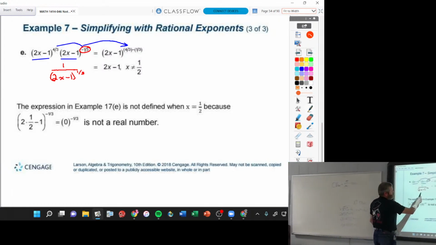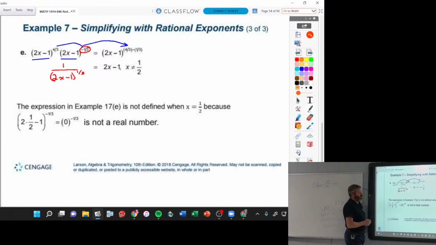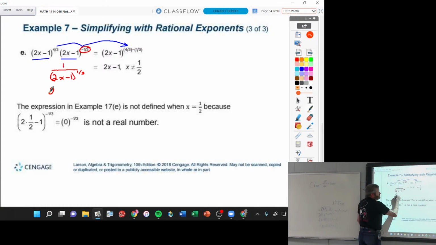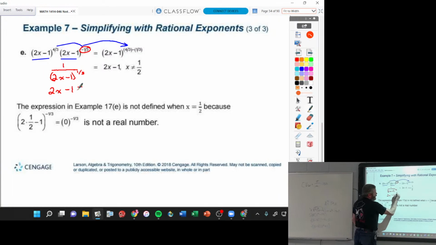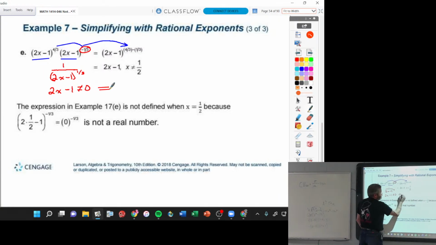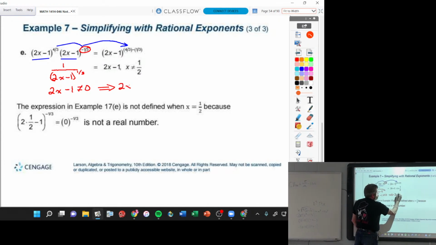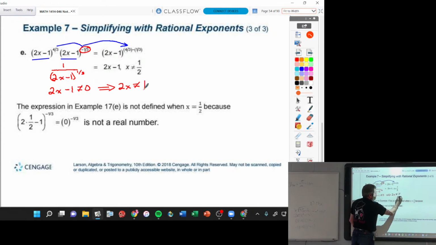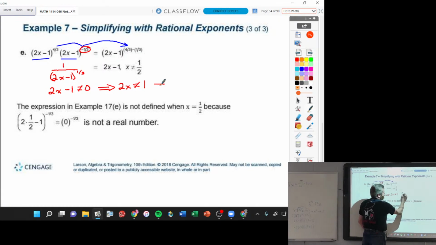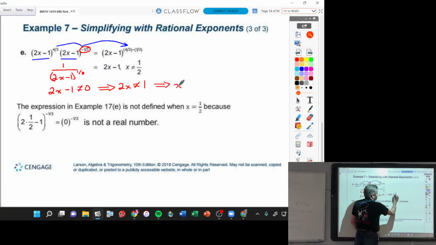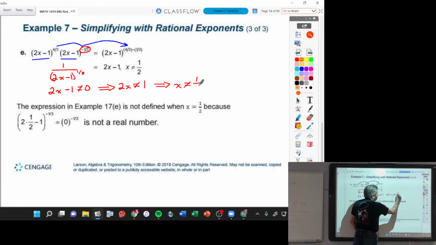What would make 2x minus 1 to the 1/3 power 0? 2x minus 1 cannot be 0. Add 1 to both sides. 2x can't be 1. Divide both sides by 2. X cannot be 1/2.